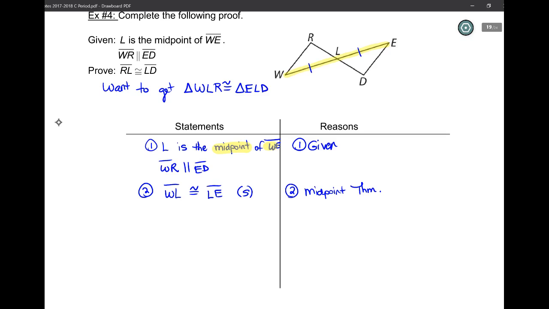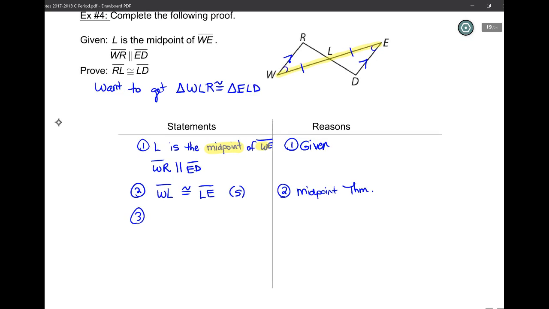So I have to just look at, it says it's the midpoint of WE, so only WE is cut in half. Now we also know parallel lines. WR is parallel to ED. So I know we have alternate interior angles are going to be congruent here. I also notice we have vertical angles. If you want to say vertical angles are congruent here, you can state that. But to make my proof a little shorter, I can actually come up with two pairs of alternate interior angles. So that would make my proof a little bit shorter.